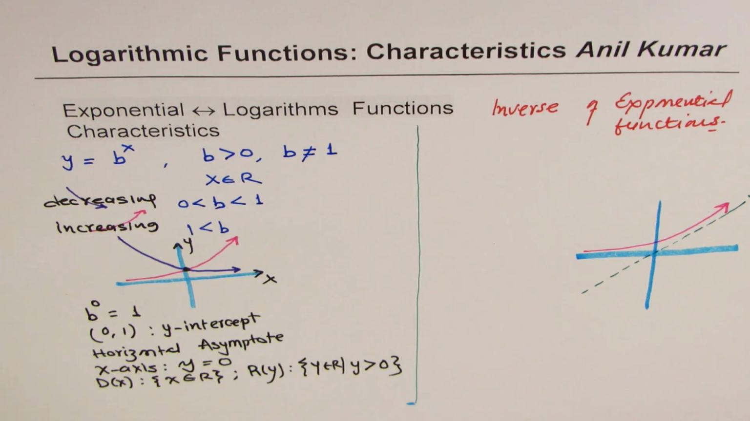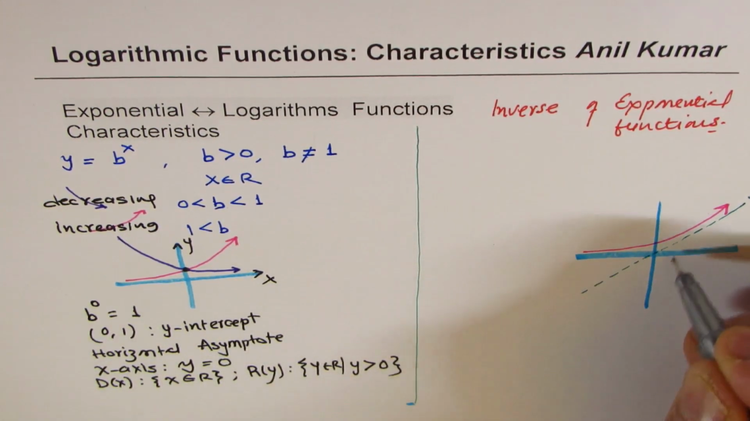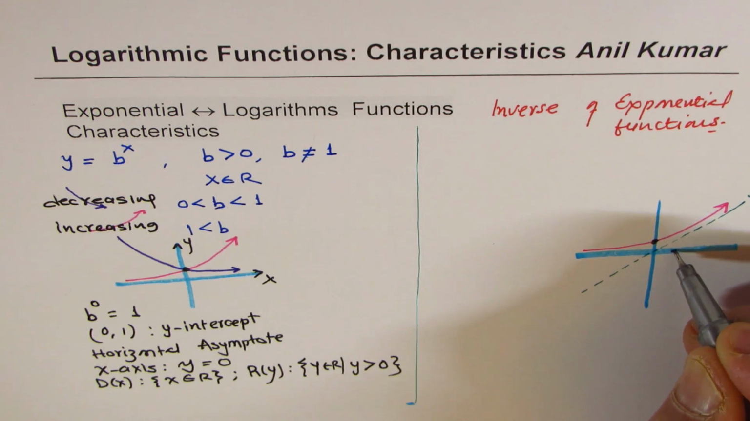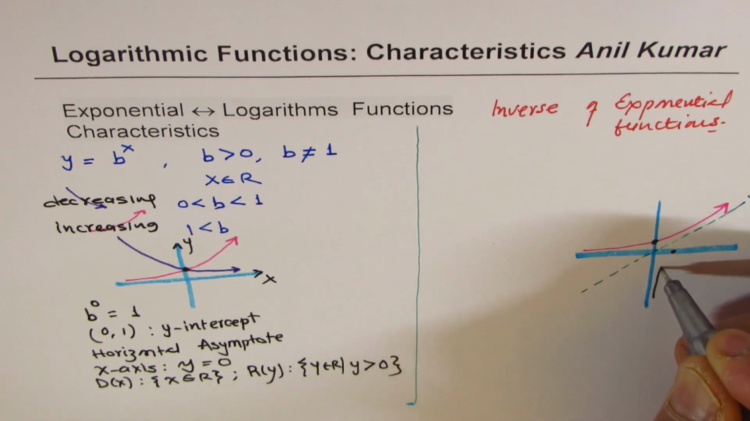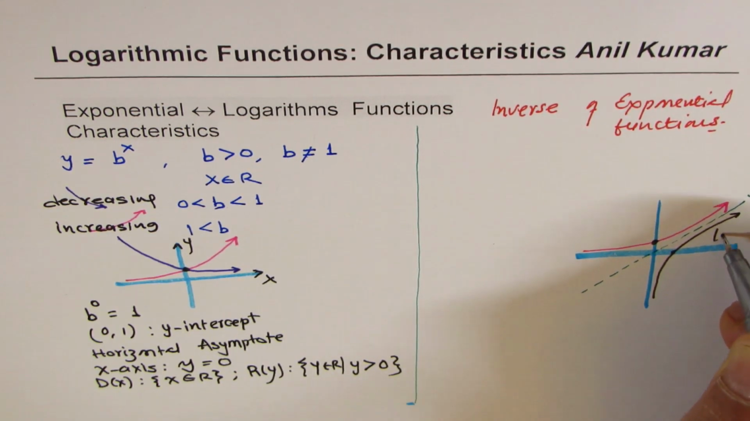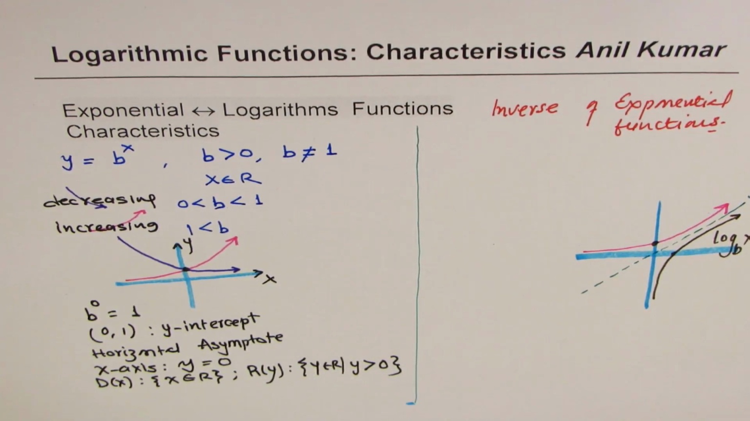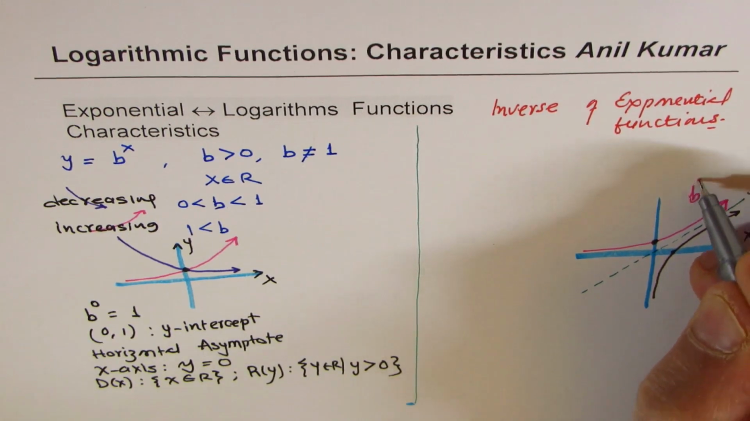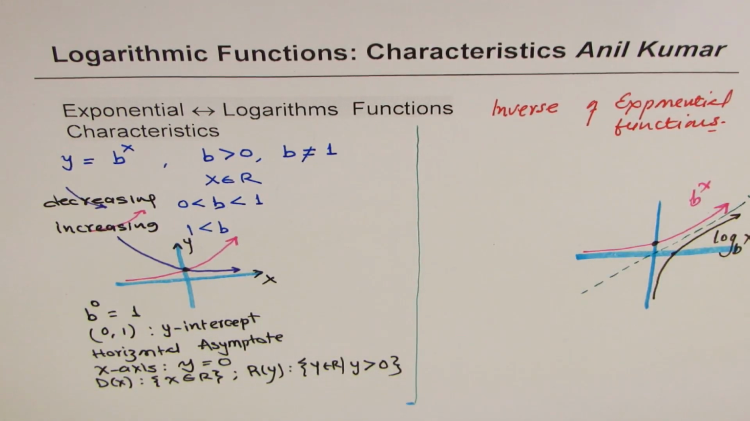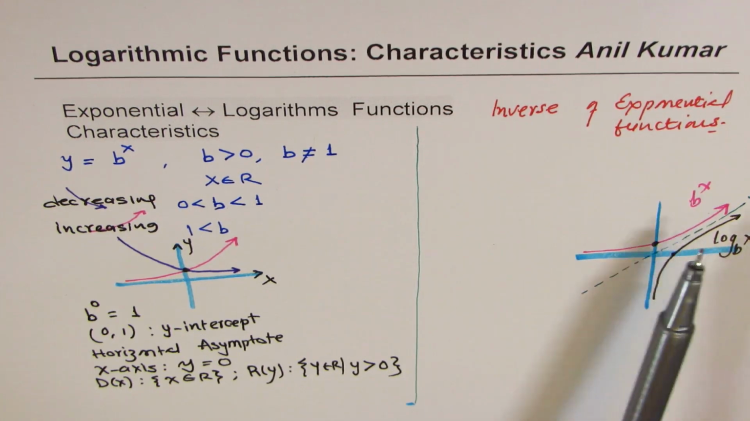So if I reflect this graph on y equals x, the horizontal asymptote becomes the vertical asymptote, right? The y-intercept becomes the x-intercept. So what I get here is a graph like this. This graph is for log to the base b of x. Do you see that? So logarithmic and exponential functions are very much related. They are inverses of one another. So basically we can write every exponential function as a logarithmic function. Do you appreciate that part?